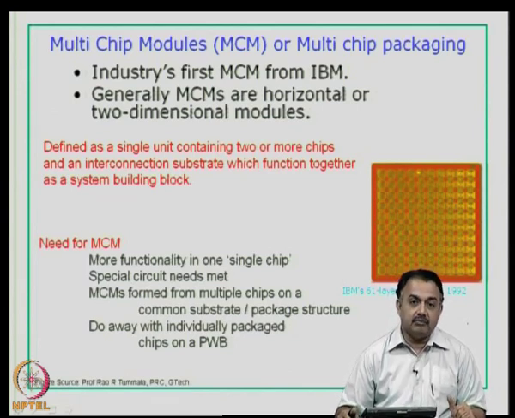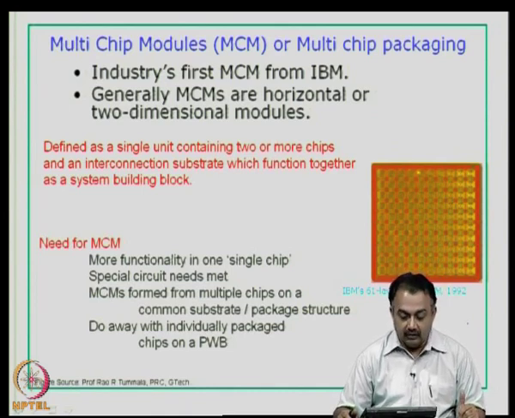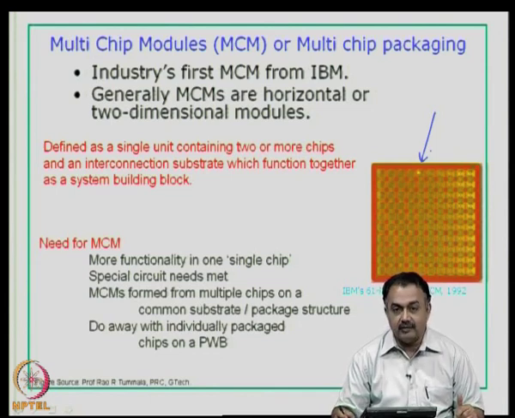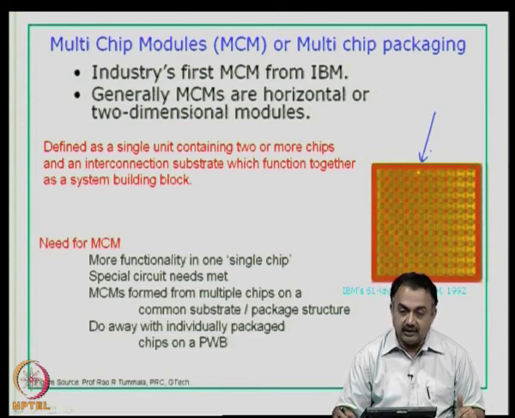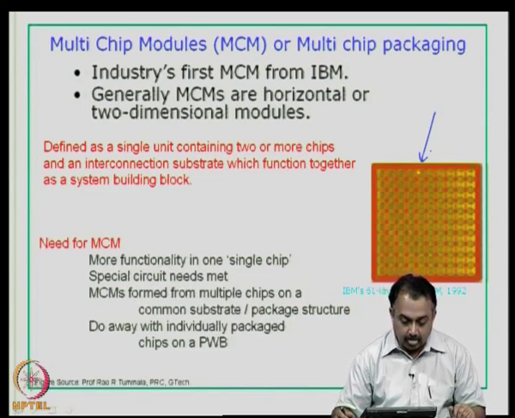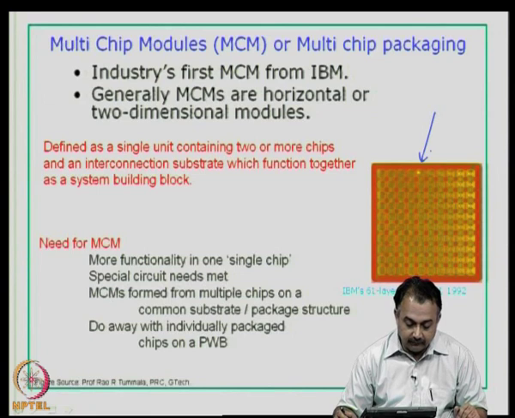So, the industry's first multi-chip module came from IBM, and generally MCMs are horizontal or 2-dimensional modules. That means, if you look at this picture here, this is a photograph of an IBM 61 layer low temperature co-fired ceramic substrate multi-chip module manufactured way back in 1992. You can imagine 61 layers built, and on the top layer you can see a host of ICs stuck together and interconnected. So, it is a 2-dimensional module.